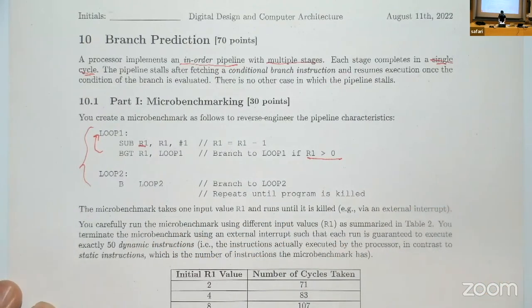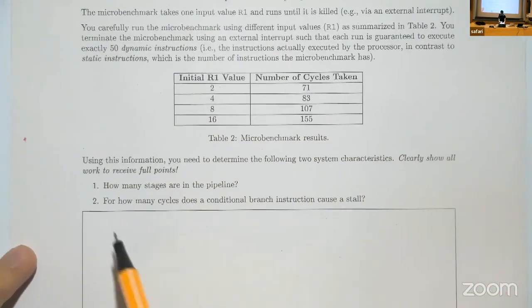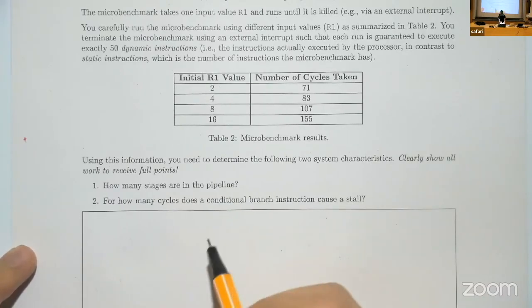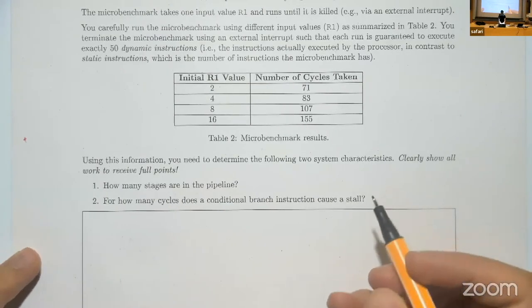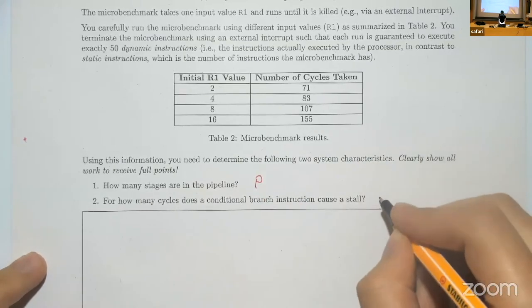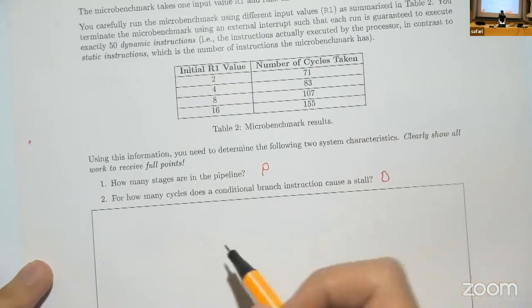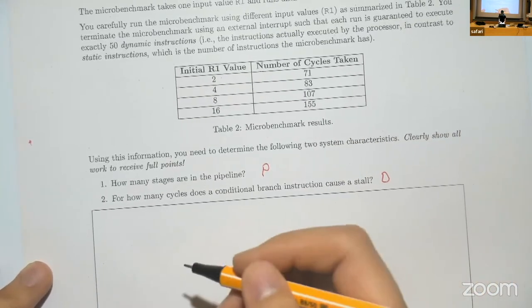Here we have a table with results for some R1 values. We know how many cycles they take to complete. The first part of the question asks: first, how many stages are in the pipeline? And second, how many cycles does a conditional branch instruction cause a stall? So let's give them some letters. This one should be called D to be consistent with the solution that you know.